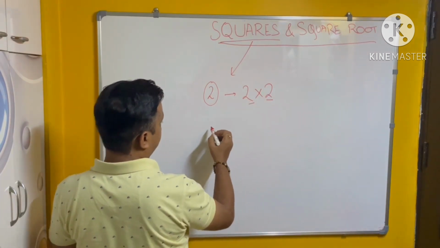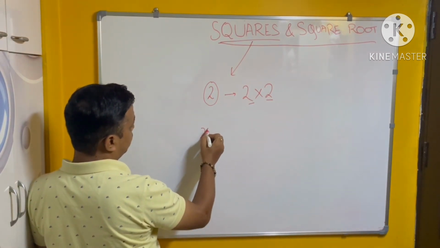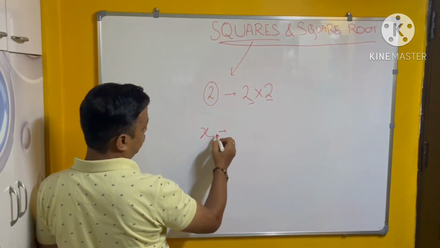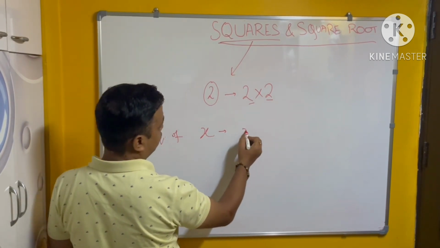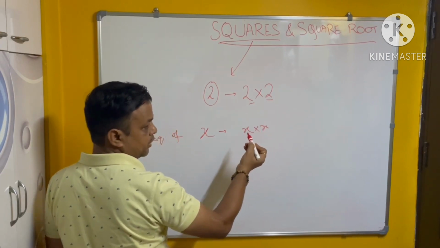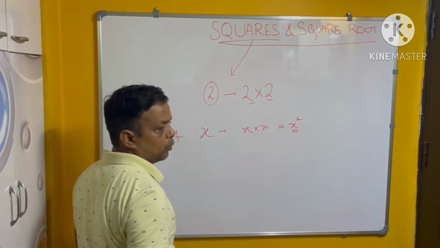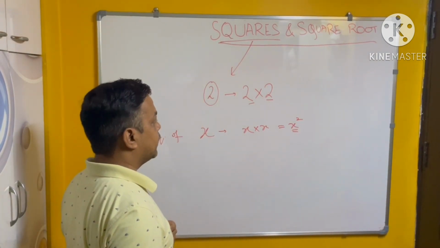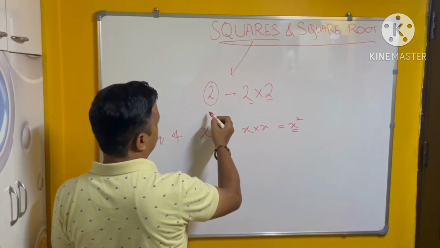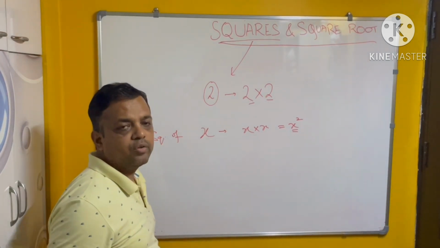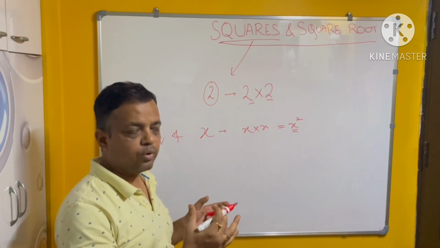Basically, if we talk in terms of x, square of x equals x into x, and we represent it as x raised to power 2. Okay, so basically these are normally used in calculations. This is a part of those calculations.